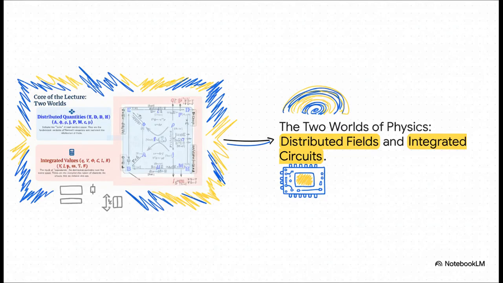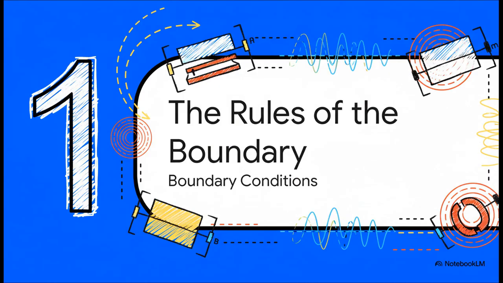Okay, to crack this, you have to see that we're really dealing with two parallel worlds of physics. On one side, you've got this blue area. That's the world of distributed fields. Think of these as the fundamental forces, like E and B, that exist everywhere, at every single point in space. This is the world we've been focused on up until now. But today we're going to the outer ring, that red area. This is the world of integrated values. This is the stuff we can actually measure and use: voltage, charge, and the components themselves. Our whole mission is to connect these two worlds. So, how do we build that bridge?